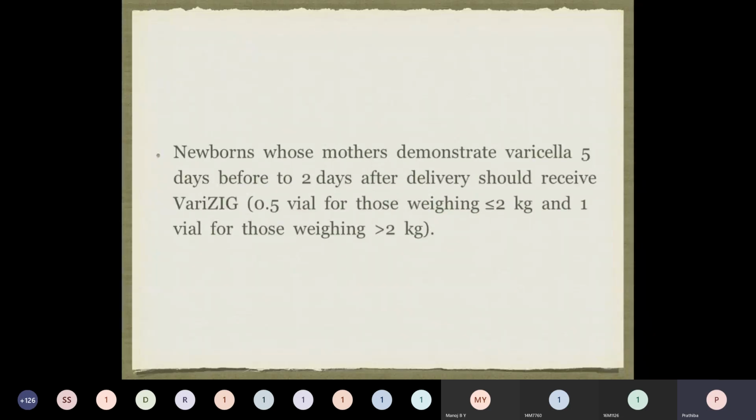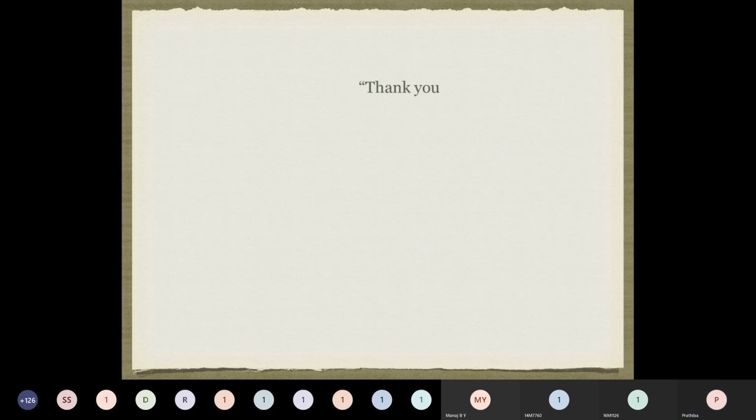We already said there is transplacental transmission. So newborns whose mothers develop varicella 5 days before or 2 days after the delivery should receive varicella immunoglobulin: 0.5 vial for those weighing less than 2 kg and one vial for those weighing more than 2 kg. Thank you.